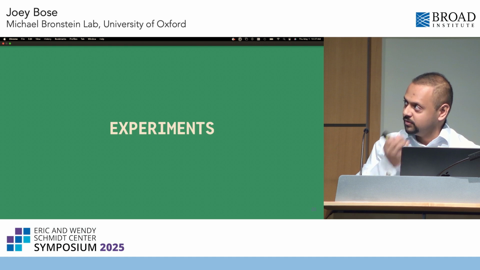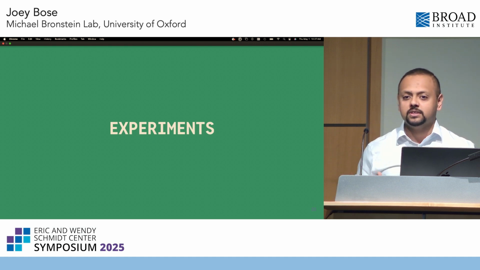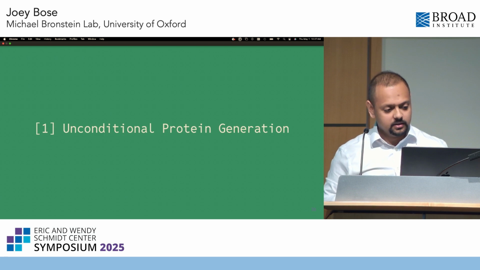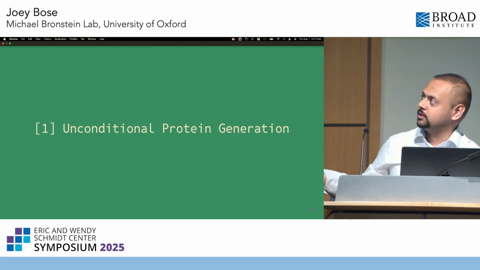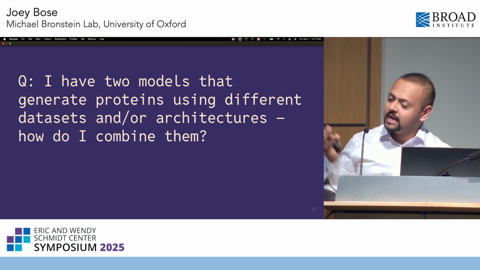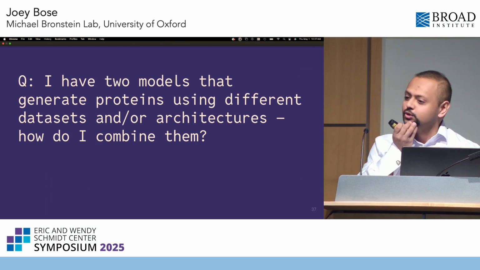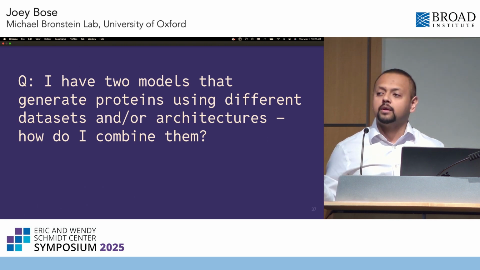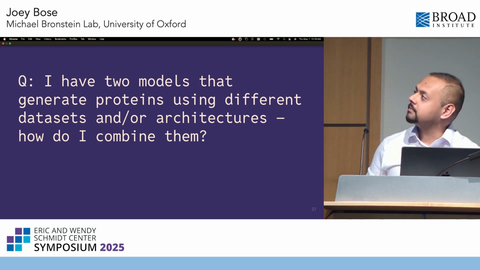So to motivate this even more, let's look at some experiments and how you could actually use this new density estimator to build different composition rules. So let's look at unconditional protein generation for a minute. Now, the question I want to answer with this experiment is: I have two different protein generative models that are trained on maybe different data sets and have different architectures. How do I combine them?